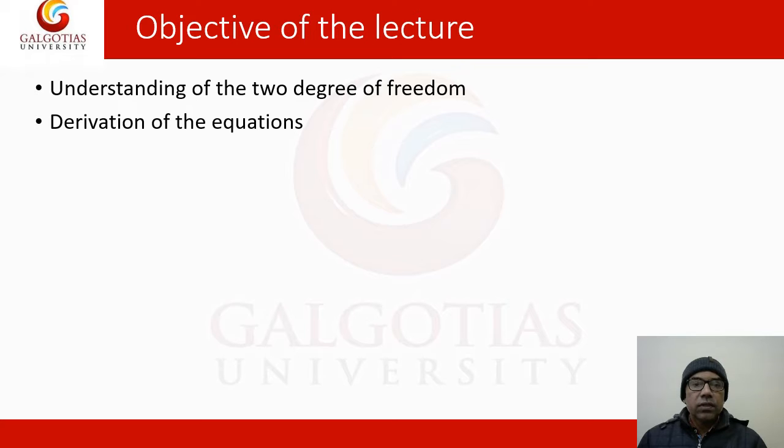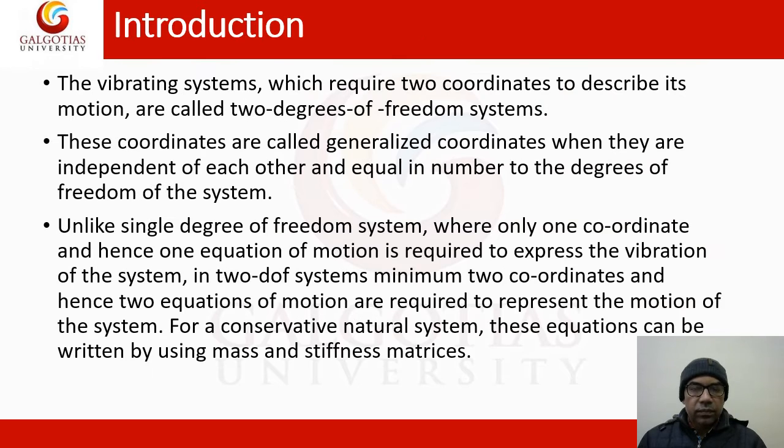The objective of this lecture will be the understanding of 2-degree of freedom and derivation of the equations for the 2-degree of freedom. The vibrating system, which requires two coordinates to describe its motion, is called 2-degree of freedom. These coordinates are called generalized coordinates when they are independent of each other and equal in number to the degree of freedom of the system.